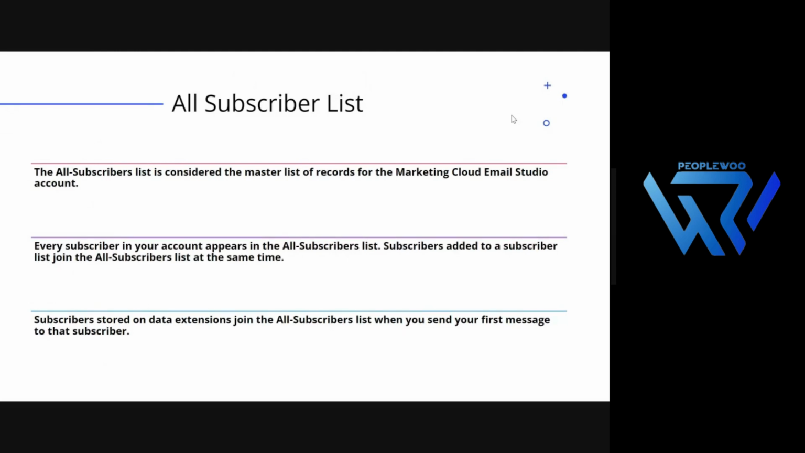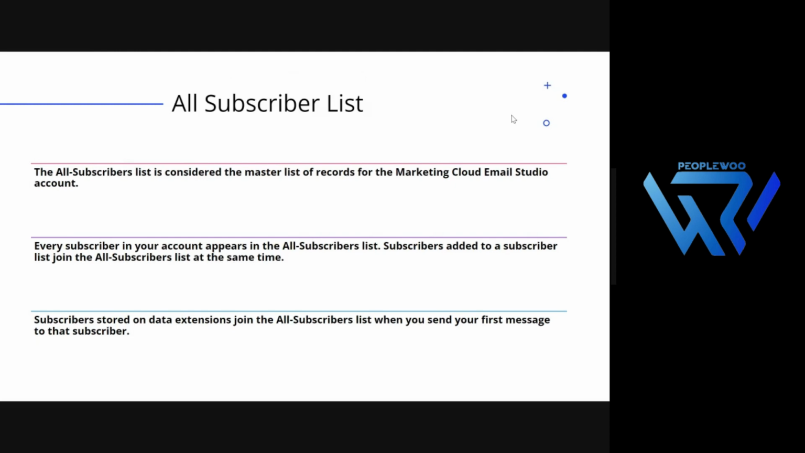So guys, last class we were studying about all subscribers list in Marketing Cloud. In all subscribers list, we understood it is a master list of subscribers in Marketing Cloud. All subscriber list is a list which contains subscribers from list and subscribers from data extension. Whatever subscriber you create in a list by default gets added to all subscribers list. And whatever subscribers you add to data extension, they also get added to all subscribers, but with a certain condition.